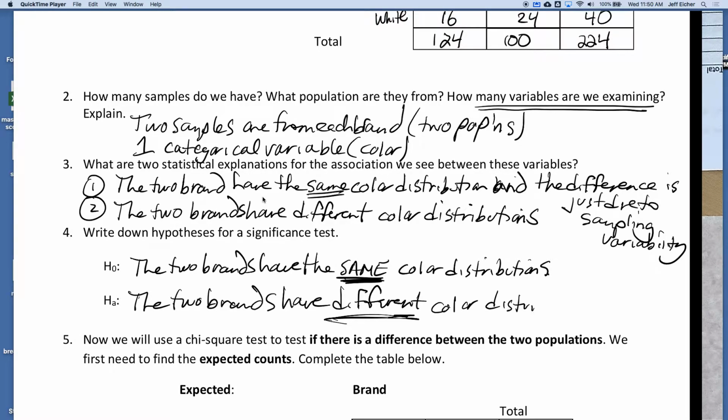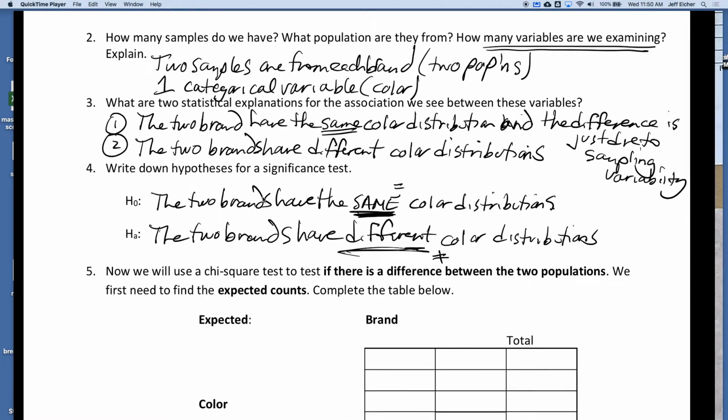So basically, chi-squared tests are always like a not equal to, whereas the same is an equal to, that kind of idea. Now, it doesn't end up being two-sided because of the type of distribution that it is, but different is like a not equal to.